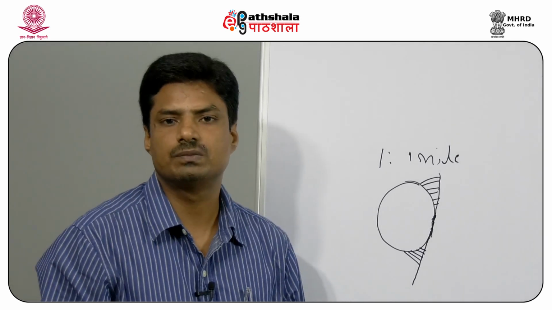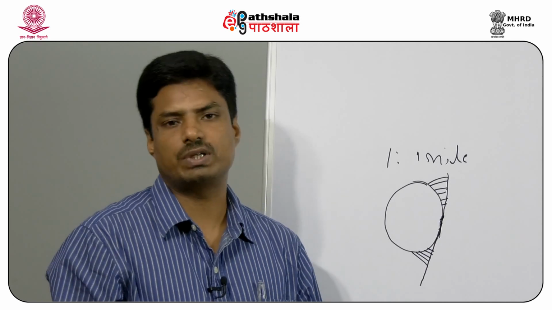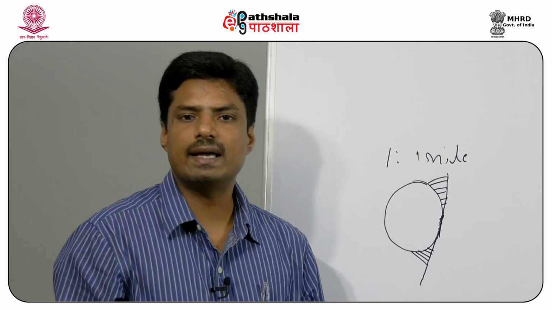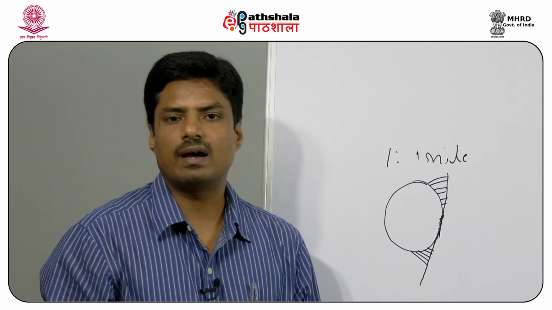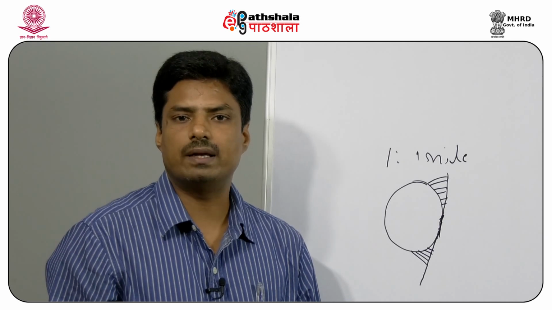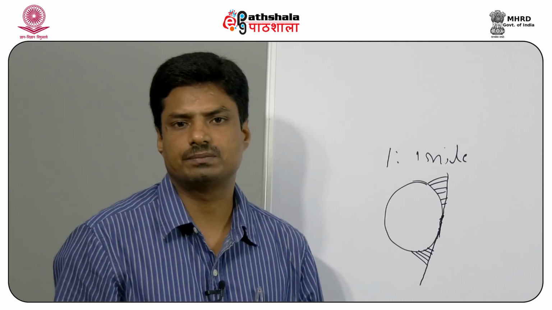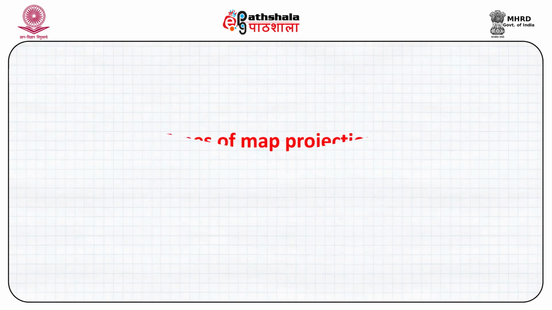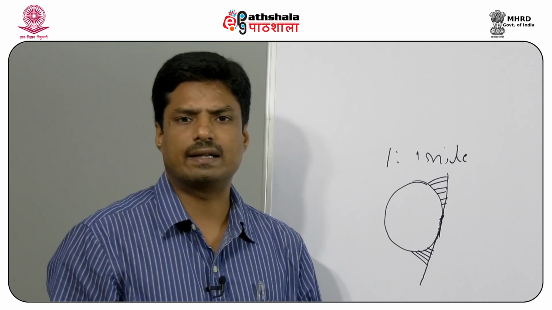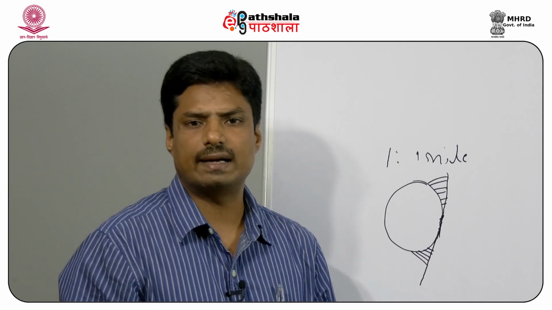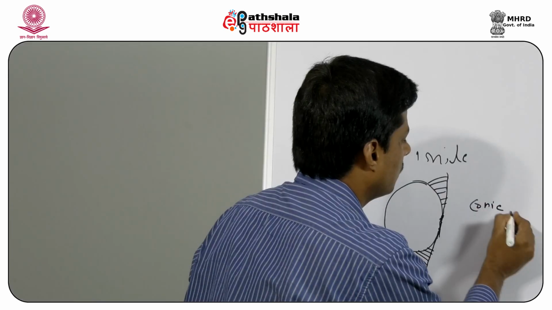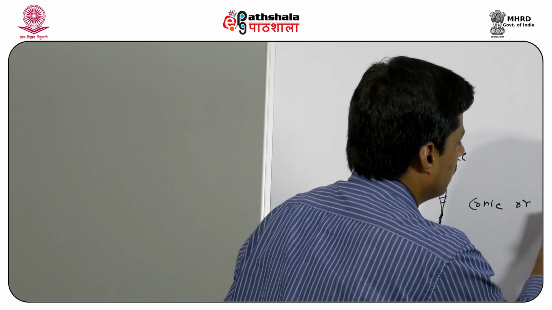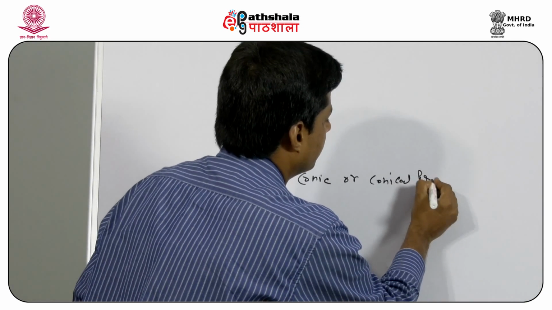As I told you, we are having different types of projections depending upon the area which they are covering and also depending upon the plane on which they are constructing. Broadly, we can classify the map projections into three important categories. The first and the most important category is conic or conical projection.